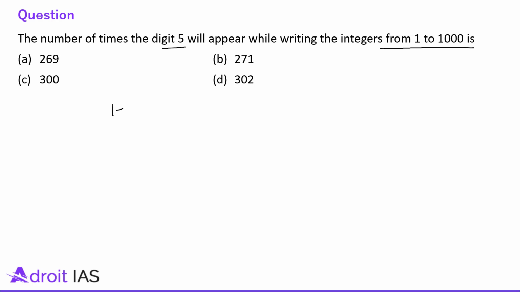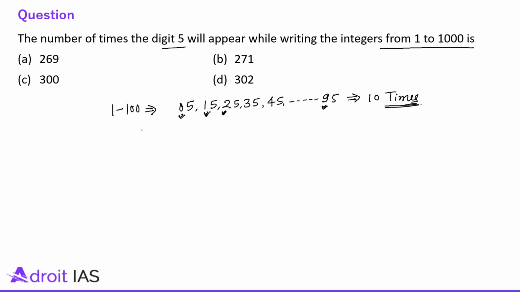So just talk about 1 to 100, right? From 1 to 100, when we write, then 5 is what? 5, 15, 25, 35, 45, and up to 95, right? So from 05, 15, 25 till we have 95. So it means 5 is appearing 10 times, right?